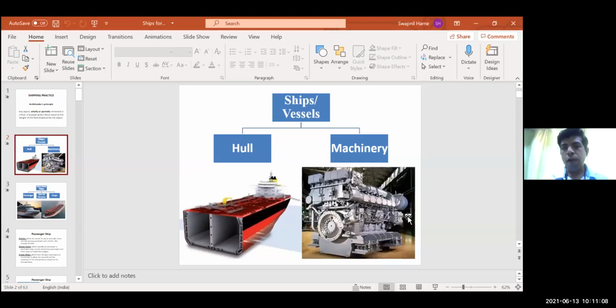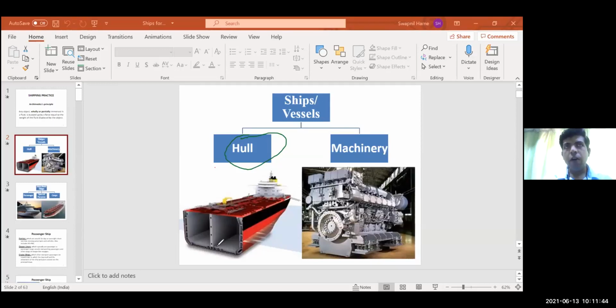Next part, as I said, the deck part. Now if you can see, it is written as hull over here. Now what do you understand by hull? Anyone? The bottom layer of the ship. Now there is a different terminology over here.